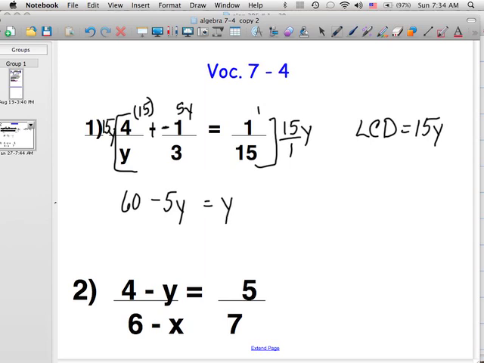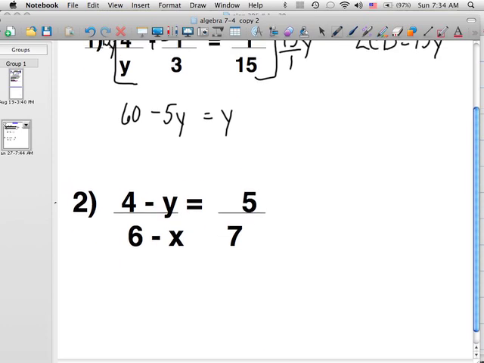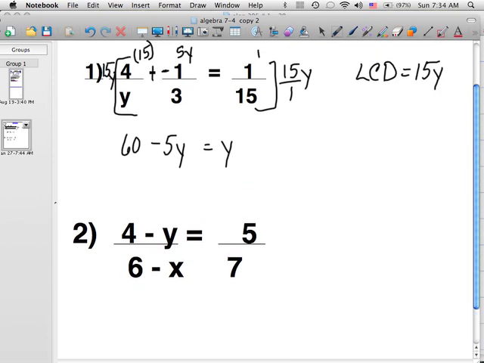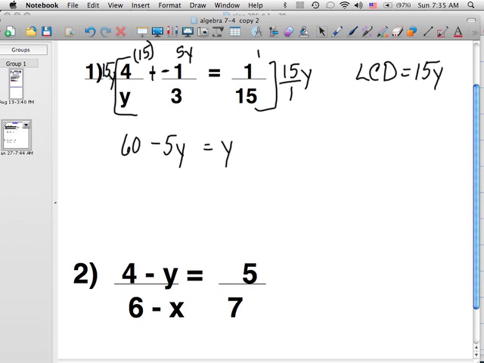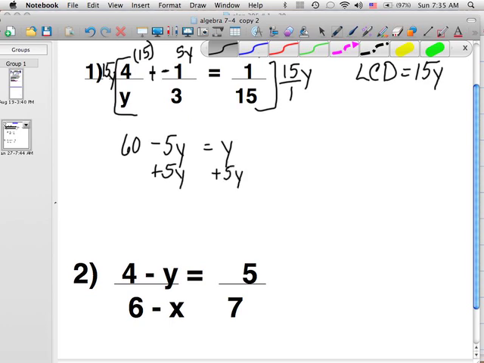Now I have a problem where the variable is on two sides, so I get the variable on one side. Since y is by itself here, I would want to add 5y. And that gives me 60 equals 6y, 1y plus 5y, divide by 6, and I find that 10 equals y.